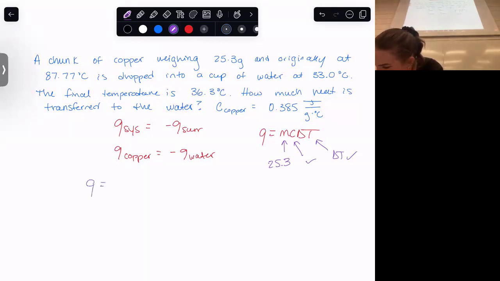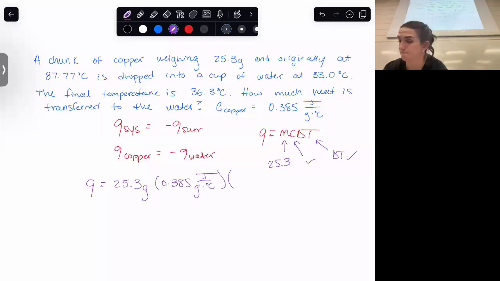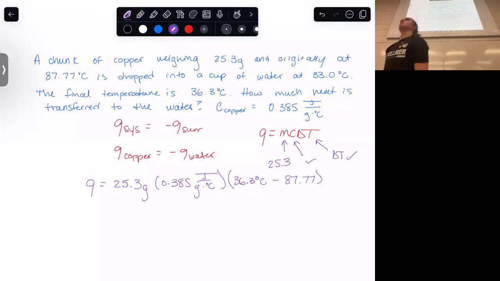We can say that Q is equal to 25.3 grams times 0.385 joules over grams times degrees Celsius. What's our T initial? 87. And so what's our T final? 36. Right, when we set it up this way, our T final minus T initial is going to give us a negative delta T. That would make our whole Q negative. Did we expect Q to be negative? Yes, we did, right? We said it's losing heat, it should be a negative Q. So that's a good check to make sure that you set up your equation correctly.